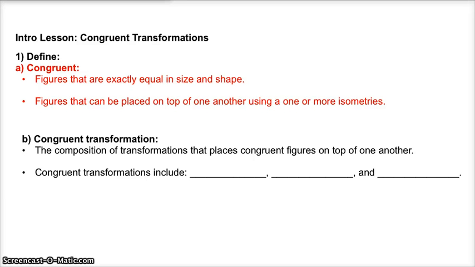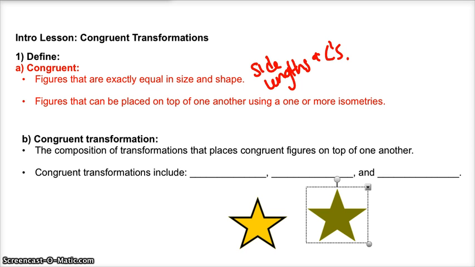This lesson is about congruent transformations. It's the introductory lesson to Unit 4. Congruent is when figures are exactly equal in size and shape. By size and shape, we are referring to both the side lengths and the angles. Figures that can be placed one on top of another using one or more isometries. So a congruent transformation is the composition of transformations that places congruent figures one on top of the other.